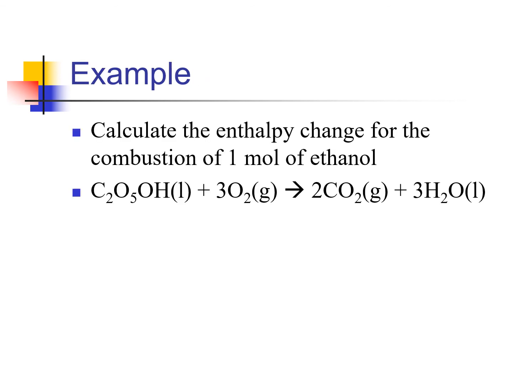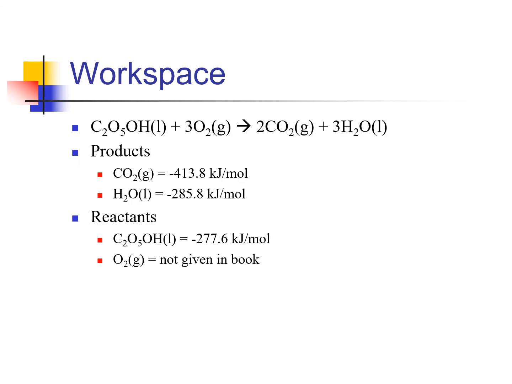So we're going to do an example. Here we're going to do the combustion of ethanol. I have my reaction, so what I do is look up my products. I see carbon dioxide. I see water. I see the ethanol. Now, O2 is not given in the book. Why isn't oxygen given in the book? Well, it's because oxygen is an element in its standard state, so it actually has a value of 0.